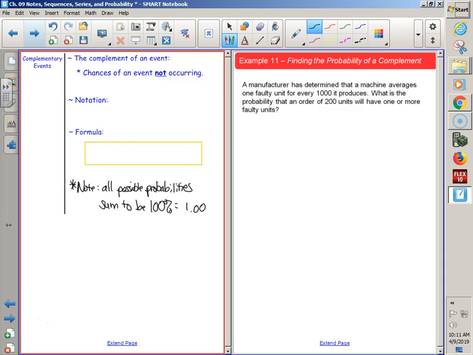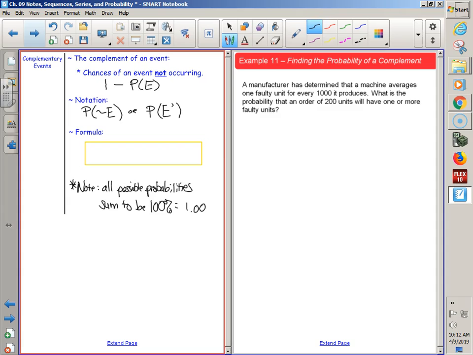All probabilities of a given situation have to add up to 100% or 1.00. So based on that fact, if I'm trying to look for the chances of something not occurring, all I have to do is 1 minus, or 100% minus, the probability of the event occurring. Notation would be P of not E. That's one way of doing it. I think our book also does E with an apostrophe. There are a couple of different ways of showing it.